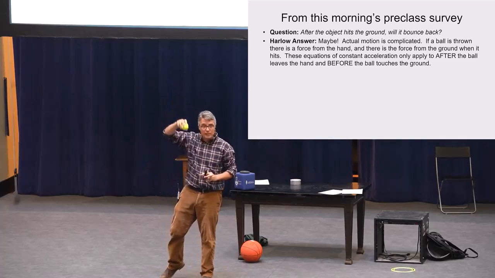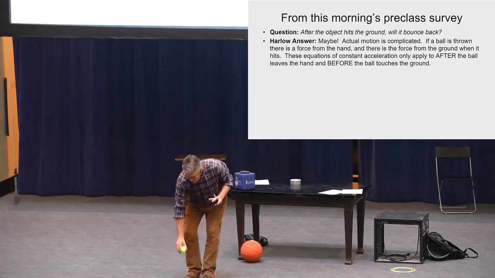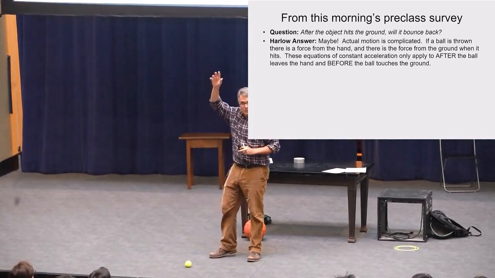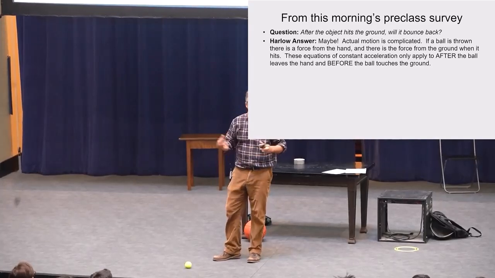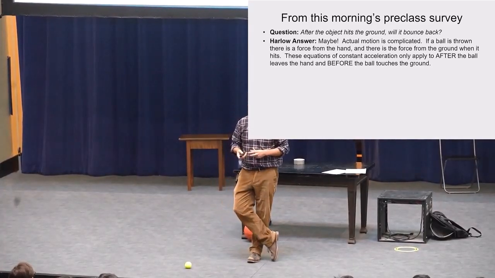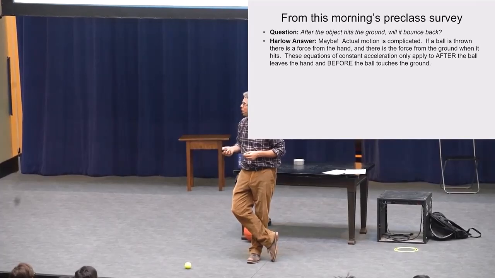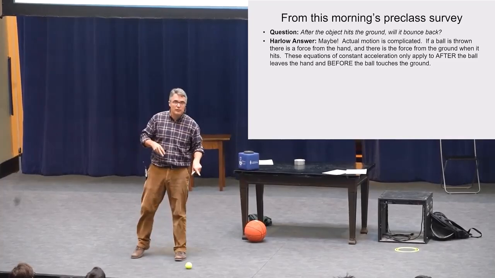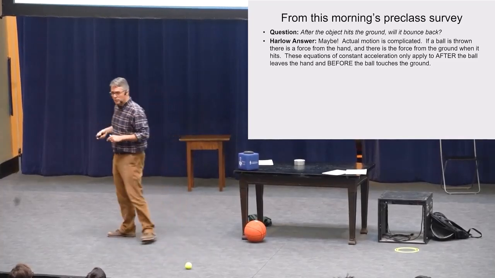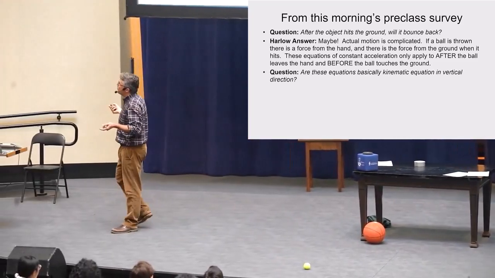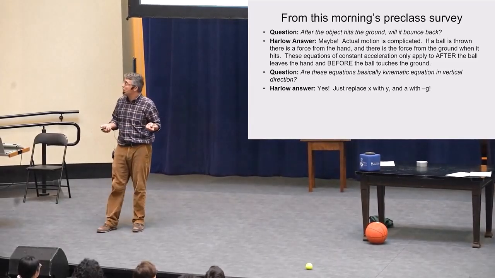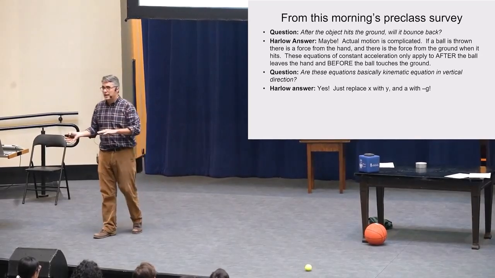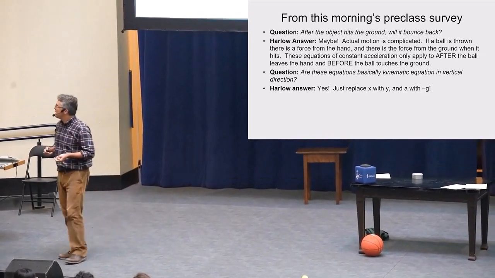Then it flies along, obeying very simple laws of physics. And then, just before it hits the ground, we still are using the easy equations, but then it hits the ground, and again, there's an external force that's not gravity, and so it starts messing it up. Actual motion is complicated, but just after it leaves the hand to just before it hits the ground, that's something that we use these equations for. Are these equations basically the kinematic equations, but in the vertical direction? That's exactly correct. Somebody noticed that. Just replace the x with a y, and replace the a with, like, negative g, I guess.